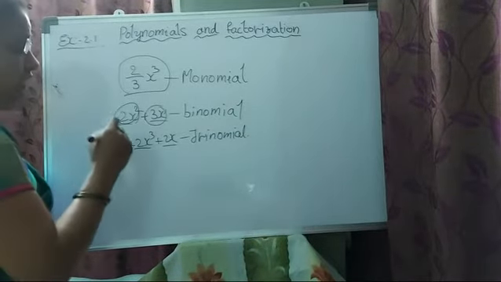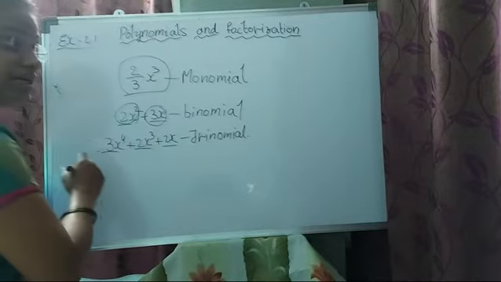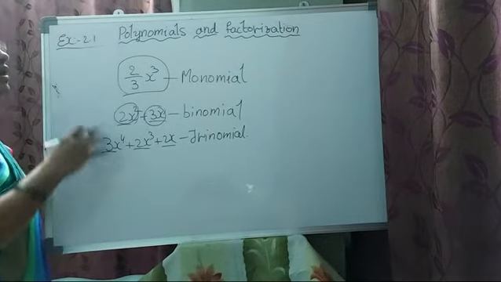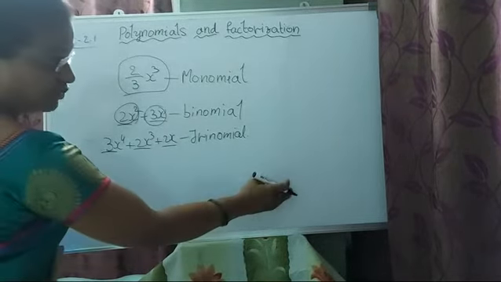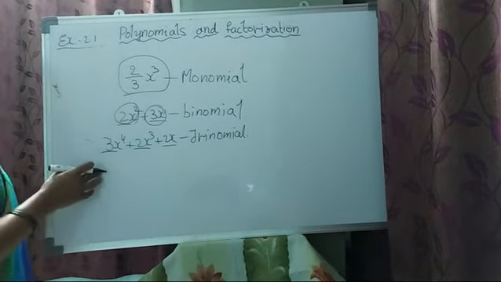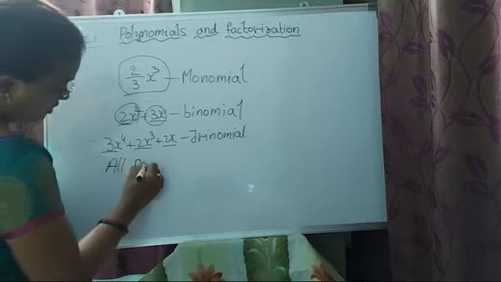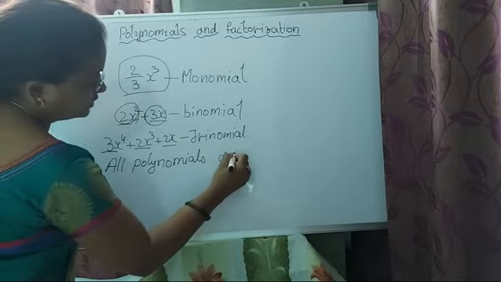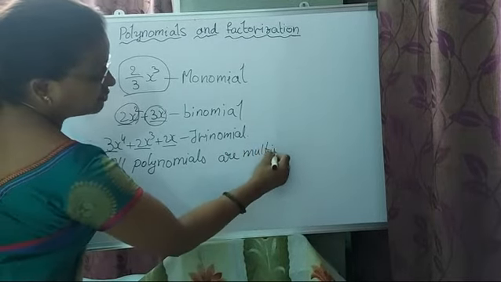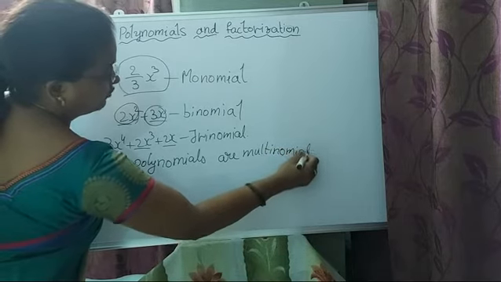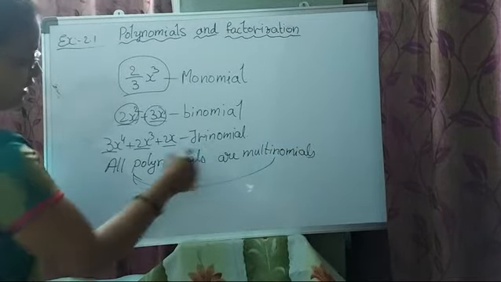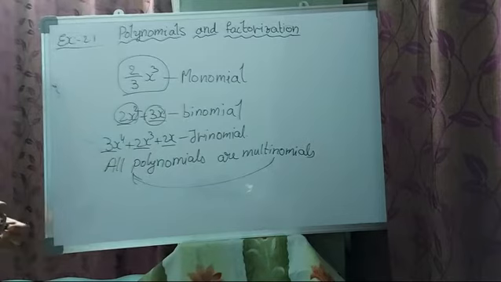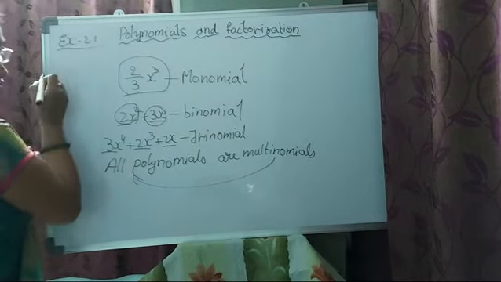All multinomials are polynomials. Sorry, all polynomials are multinomials. All multinomials are not polynomials. See, all polynomials are multinomials, and vice versa is not possible. All multinomials are not polynomials. Vice versa is not possible. This is possible. Now in this exercise 2.1, the fourth one.